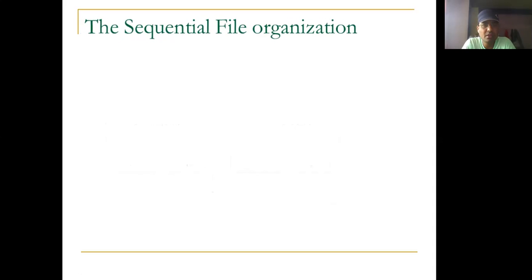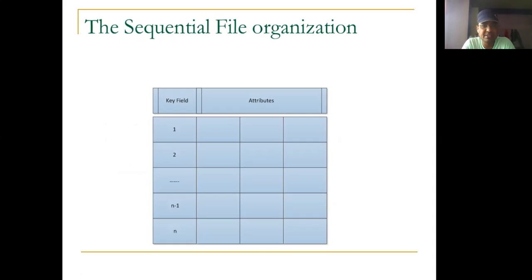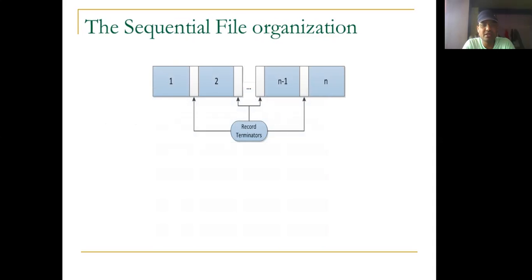Okay, here every record provides key fields. The figure shows that every record provides a key field. By using these key fields, we identify or retrieve the record. That is called sequential file organization. Sequential file organization consists of a collection of records, and all the records are separated by the record terminator.